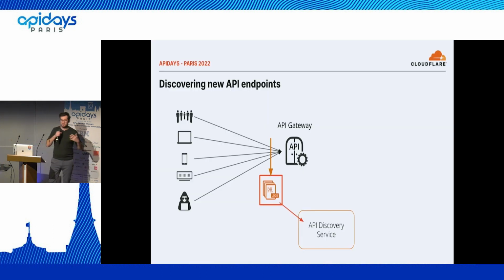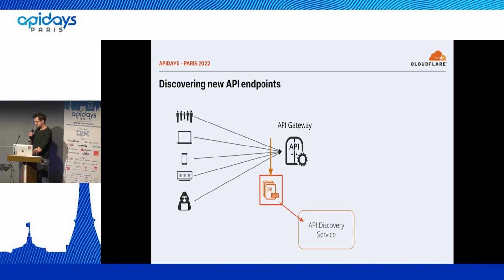Now, let's put that into very practical examples. The first one is discovering new endpoints. What you can do is you can tap into your request logs, and not the one of the API gateway, but the one, hopefully, of the load balancer or reverse proxy in front that receives all your HTTP traffic from the public internet. And you can look into those HTTP request logs, and you can try to find new endpoints. And you can use an API discovery service for that.